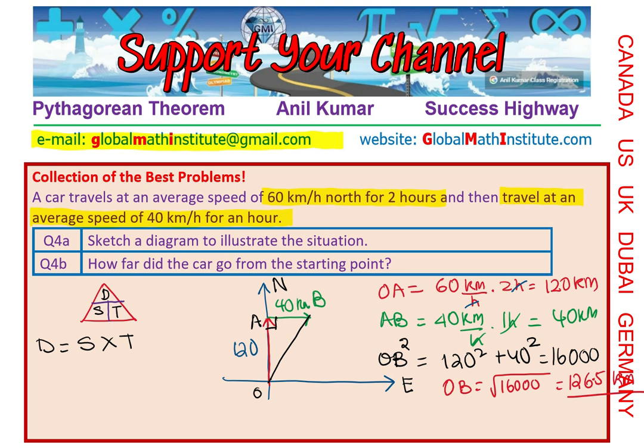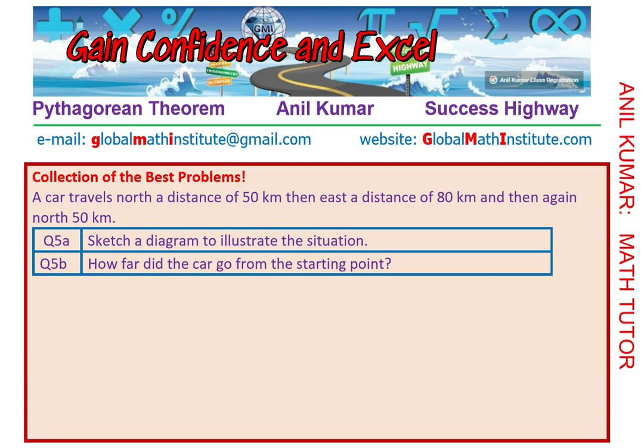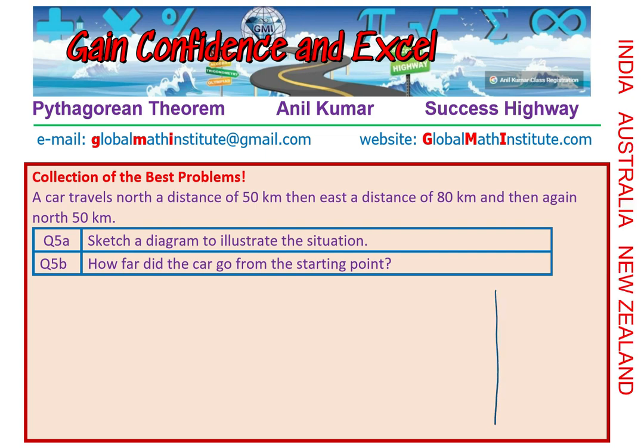Now let's look into the next type of question, which is like this. A car travels north a distance of 50 kilometers, then east a distance of 80 kilometers, and then again north 50 kilometers. Sketch a diagram to illustrate the situation. How far did the car go from the starting point? Now, this is a very interesting question. Let's try to sketch the situation.